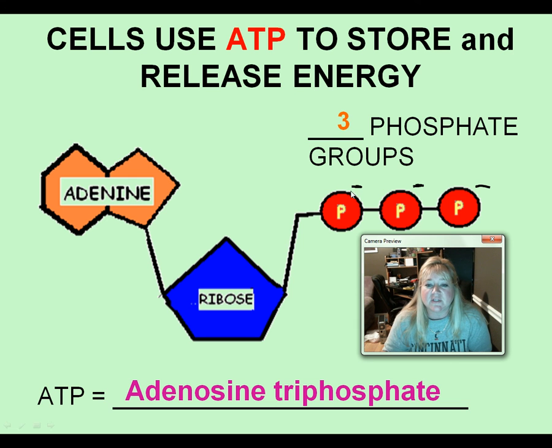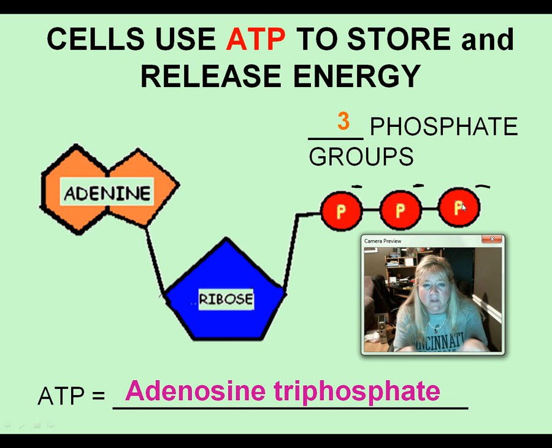Now, you see these little negative signs here? I want you to draw those little negative signs on your picture because that's really important. These phosphate groups are negatively charged, and that's important because think about magnets. You know how magnets have like a positive and a negative end sometimes? What happens if you put the 2 negative ends together? They don't want to go together, right? They want to repel each other, so they really don't want to go together. Now you can put them together.